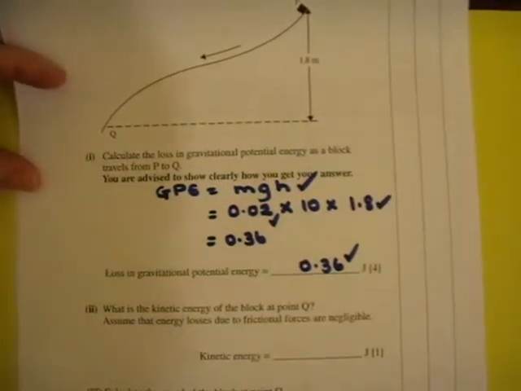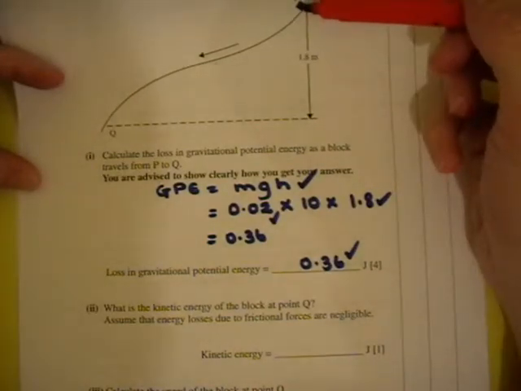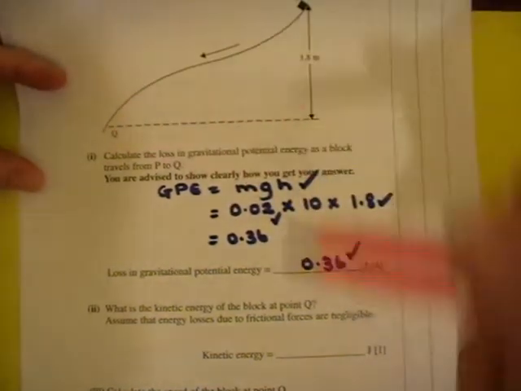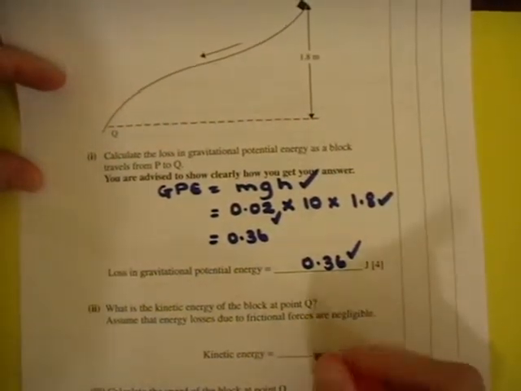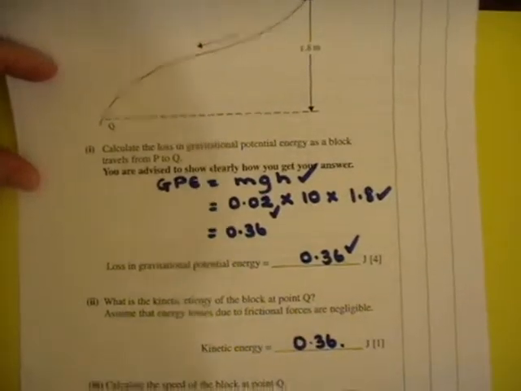What is the kinetic energy of the block at point Q? So if it has got 0.36 joules of potential energy here, and energy is conserved, then it should all be changed into kinetic at the bottom. So 1 mark for the answer. There's no calculation needed. The answer is 0.36 as well.